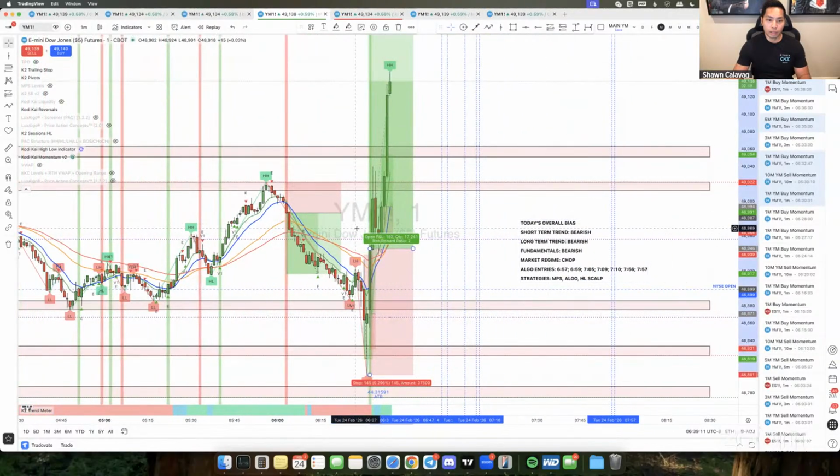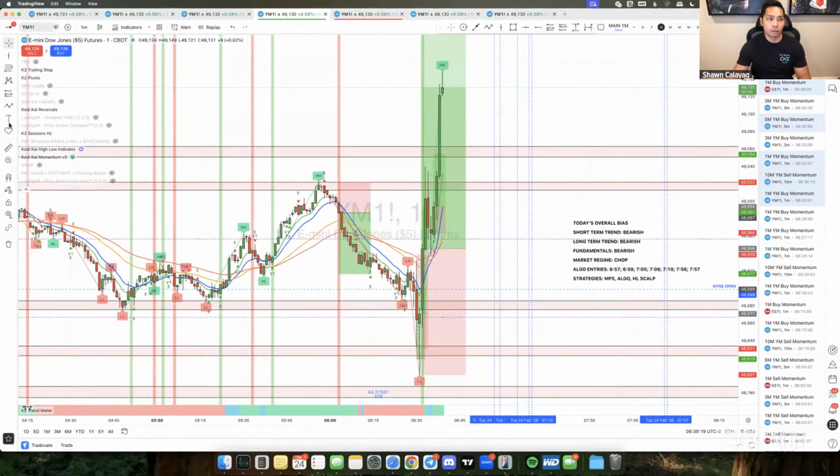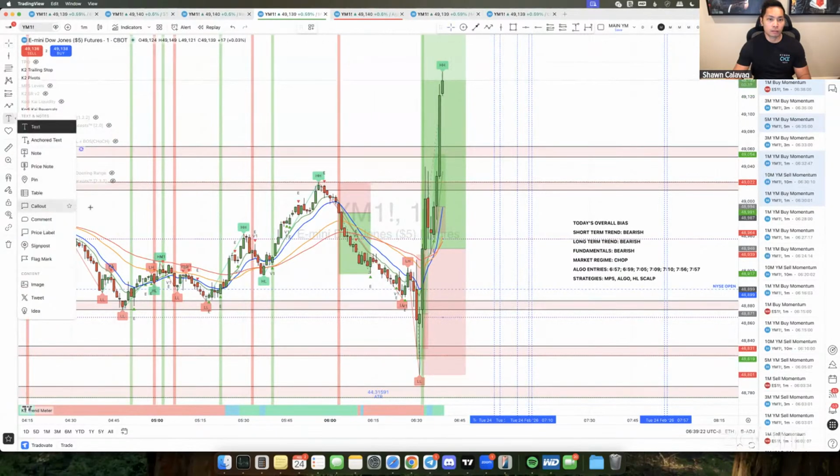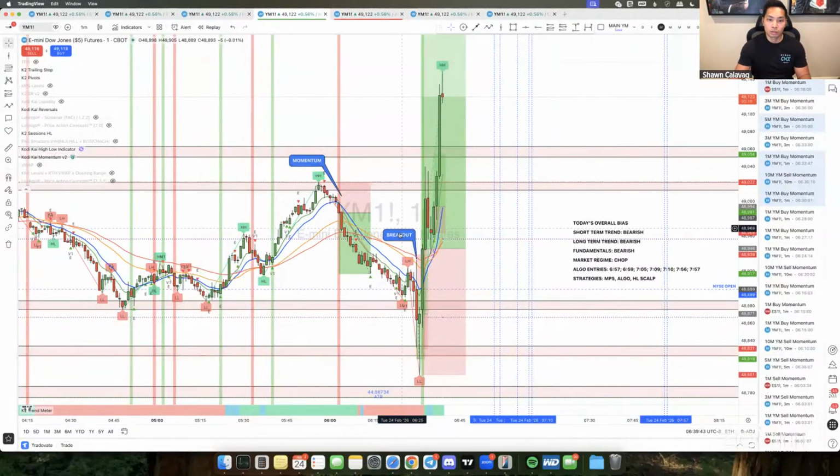And again, we just have a couple entries here which came up. So let's just review the entries that came up earlier. This is a momentum trade right here. Anything based off the momentum signal is just a plain momentum trade. This right here is going to be the breakout. This down here would be a liquidity grab.